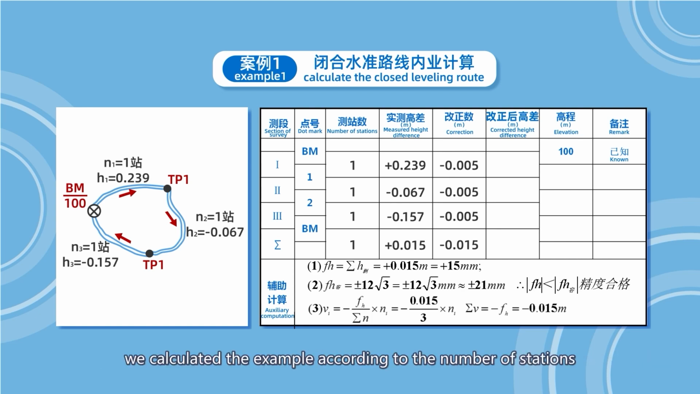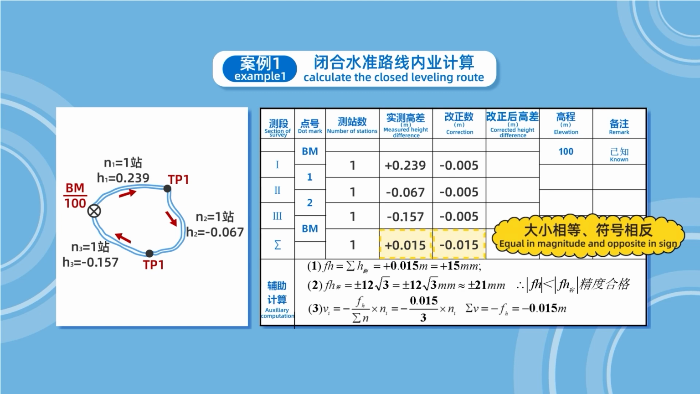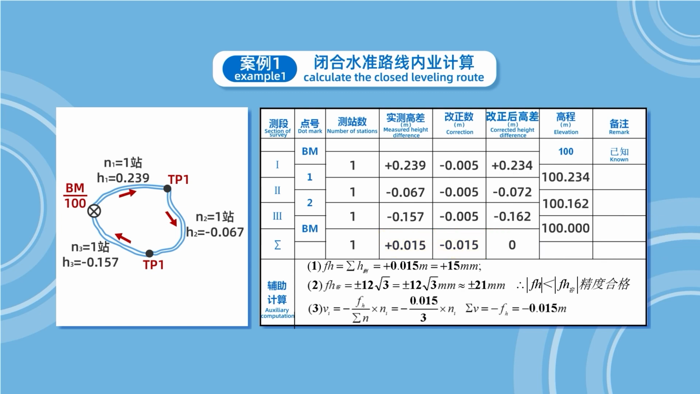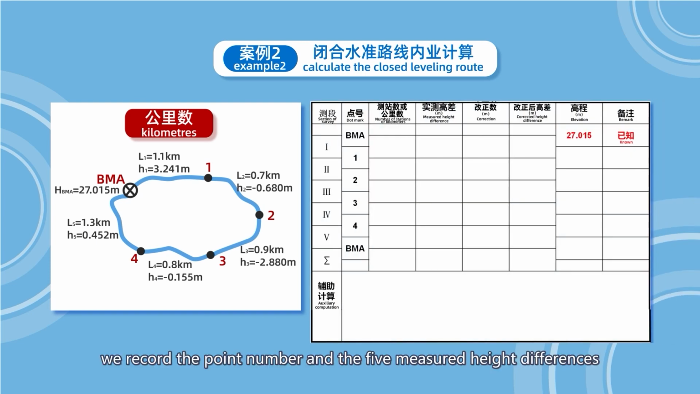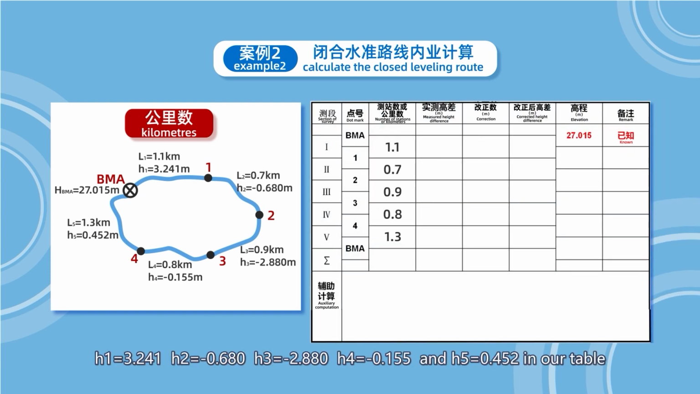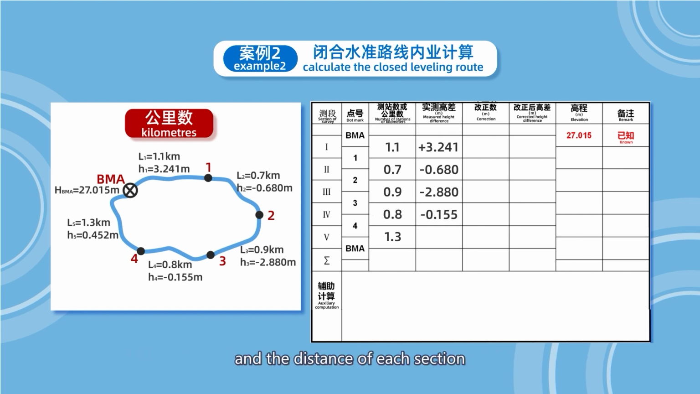Just now, we calculated the example according to the number of stations. Now let's look at an example calculated by kilometers. First, we record the point number and the 5 measured height differences: h1 equals 3.241, h2 equals -0.680, h3 equals -2.880, h4 equals -0.155, and h5 equals 0.452 in our table, and the distance of each section.